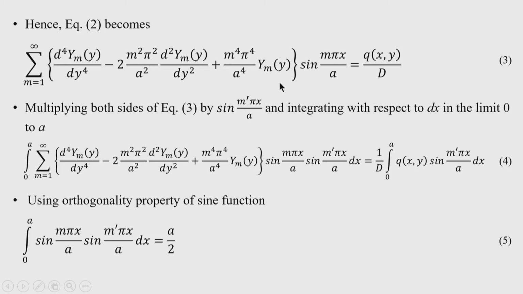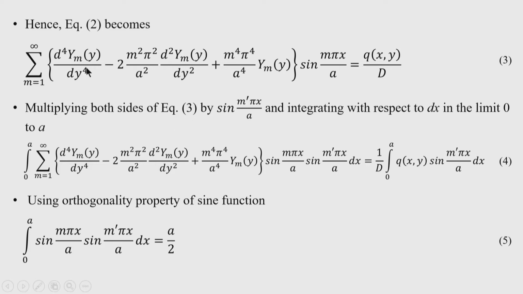Now, our intention is to solve this differential equation, but we have to get rid of this summation term. That means there are two ways: you apply the orthogonality condition to get rid of this summation term, or you can express q x y in terms of a Fourier series, and then comparing the like terms you will get the coefficient. So, both are the same and will give the same results.